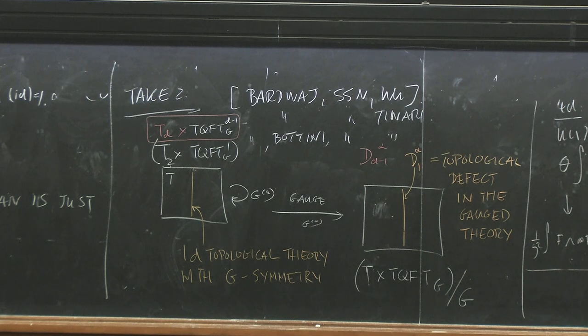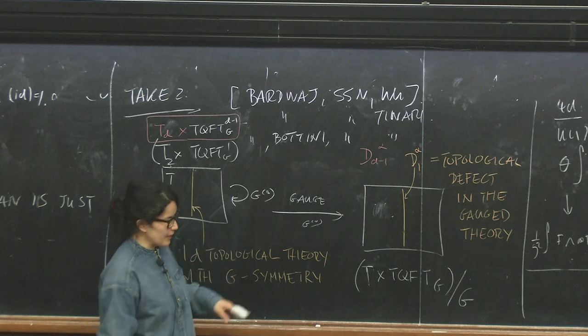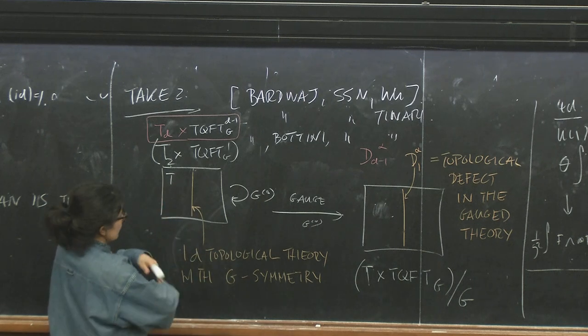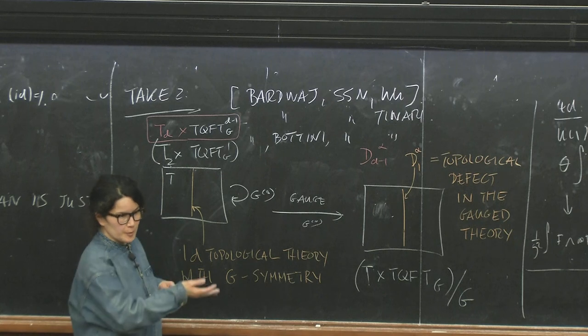Other questions? Yep. I just want to check again why we wanted a one-dimensional topological theory. Yeah, so here it was P, because I was gauging a zero-form symmetry, and I could have generalized to higher dimensions. In fact, you can generalize it to a p-form symmetry, and then you could have TQFTs that are protected by p-form symmetries or even higher-group symmetries.